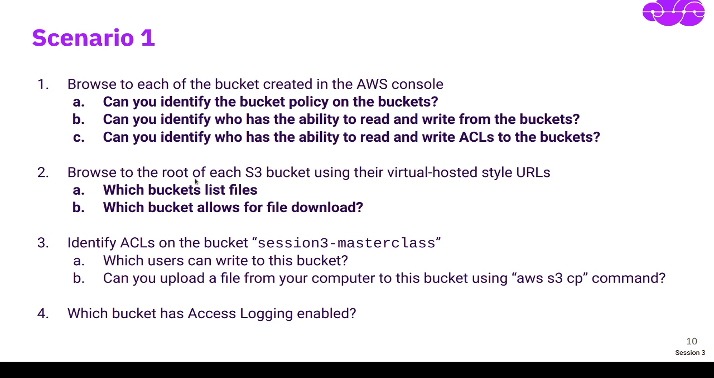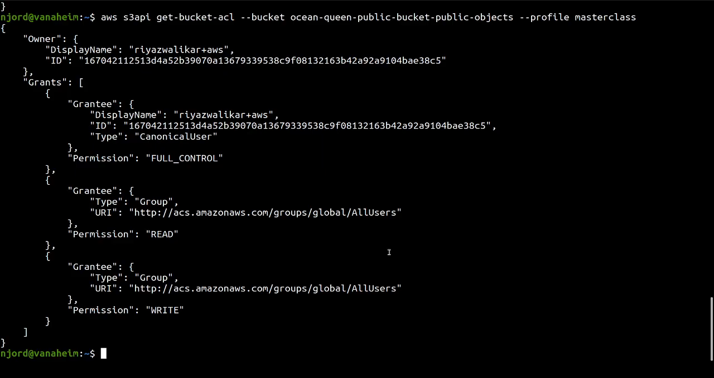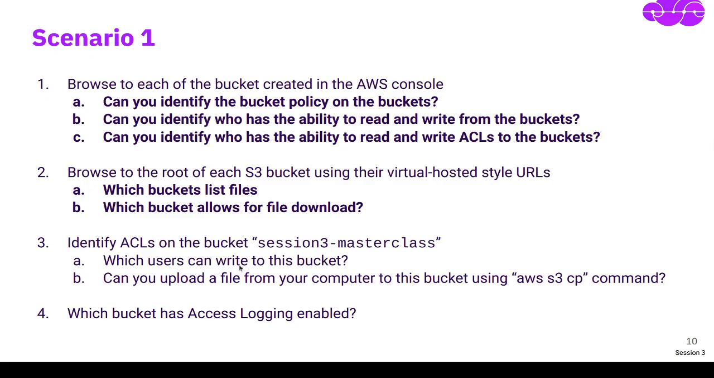All right, so let's take a look at what the ACLs are, right? I've created a bucket called session 3 masterclass. You can run this on the buckets that you've also created locally now. Get bucket ACL for session 3 masterclass. That's the name of the bucket you need to target now.